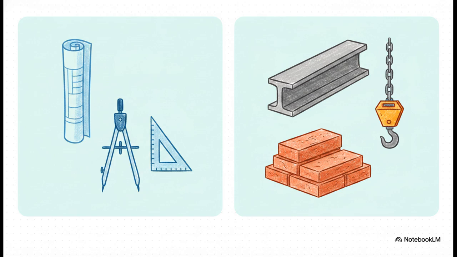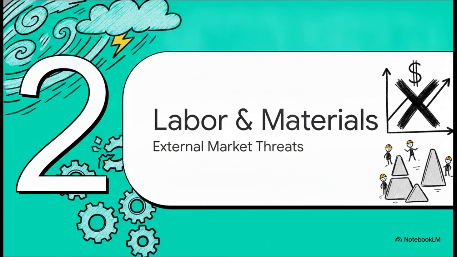Hard costs, on the other hand, are your direct physical construction expenses. We're talking raw materials, labor, and heavy equipment. These are incredibly volatile, totally at the mercy of market trends, and this is usually where your budget takes the absolute heaviest hits. Section 2.